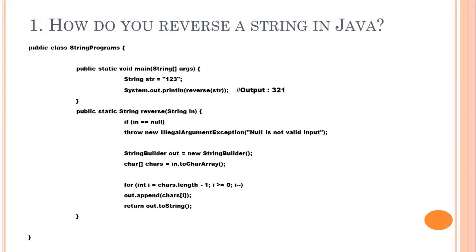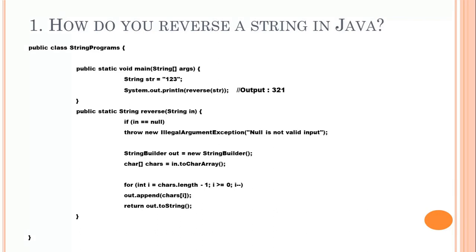So we have the main method, public static void main. I am taking the input as str 123, and we need to find the reverse of this string. This method will be called internally. We have written a public static String reverse, which takes the input string as a parameter, like whatever we pass, 1 2 3. If it is null, we throw an IllegalArgumentException.